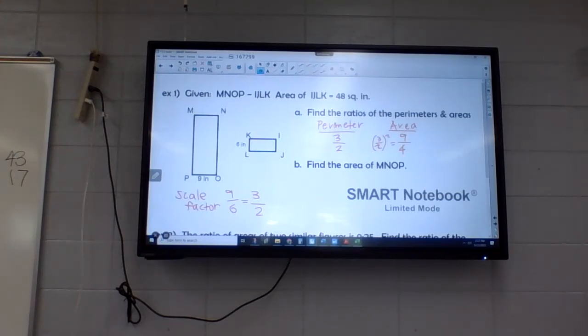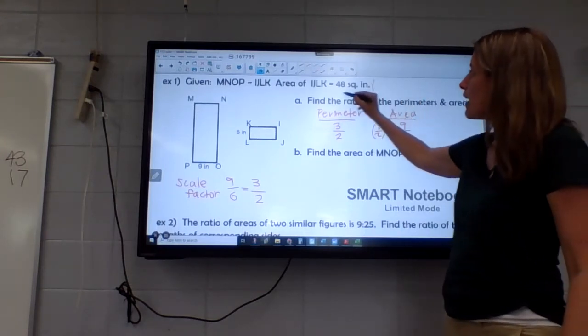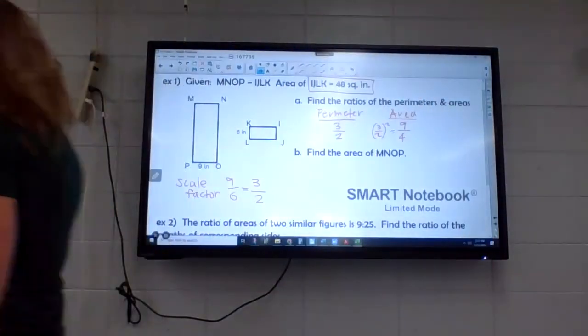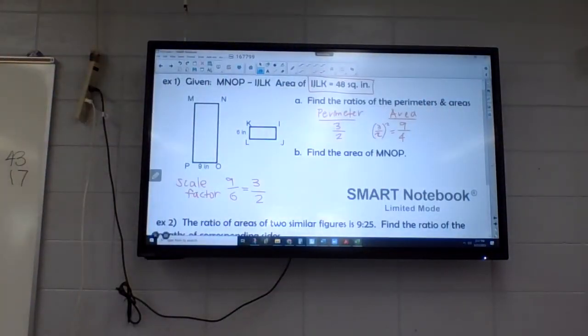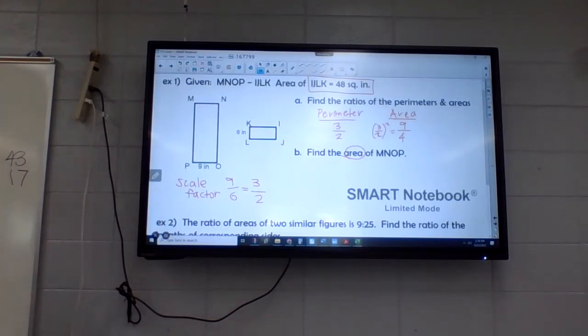Okay. They want us to find the area of MNOP. But they tell me the area of IJLK. Why is that going on? It's weird. IJLK is 48 square inches. We want to know MNOP. But we should know, I want to find the area of this. Any thoughts on how to do that? Yeah, what do you think?